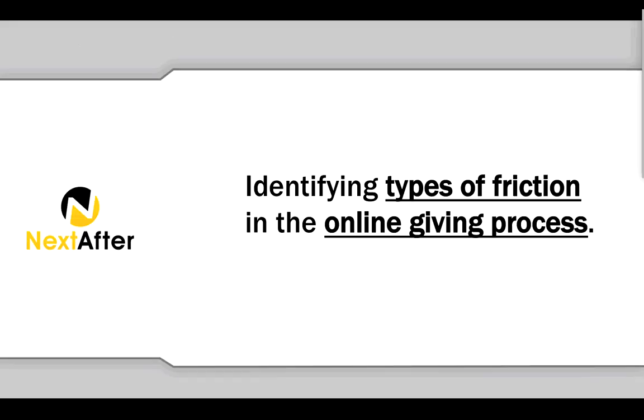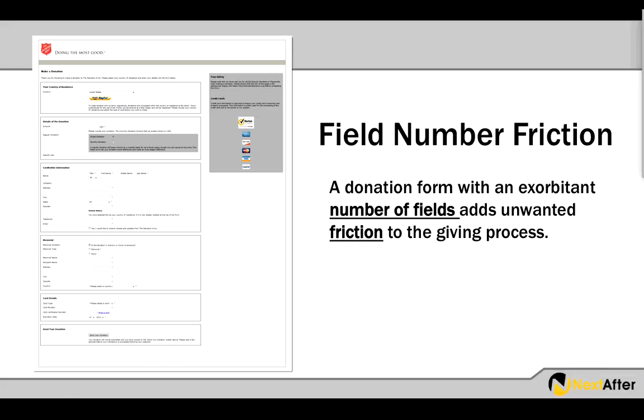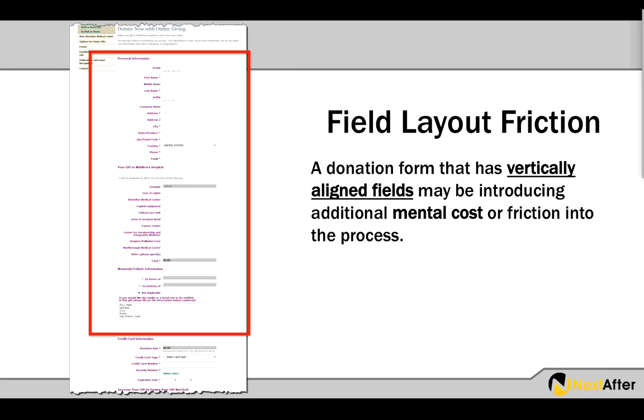So friction is really, really critical, and we're going to talk about a couple different types of it. There's two main categories of friction that I want you to focus in on today. The first one is length friction, and the second type is difficulty friction, and we're going to look at some examples of each. The first one, field number friction: the actual number of fields, or the number of pieces of information that you require from a donor in order for them to give a gift, that can introduce unwanted and unnecessary friction into your giving process.